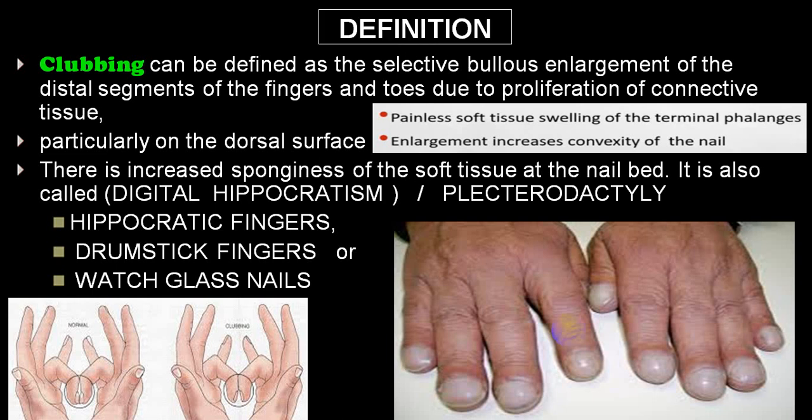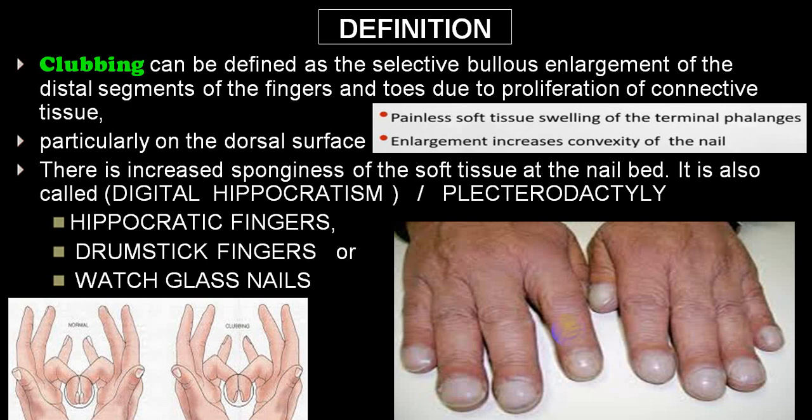So the basic definition of clubbing: it is defined as a selective bulbous enlargement of the distal segment of the fingers and toes due to proliferation of connective tissue. There is also another way of description. It is mainly on the dorsal surface. It is a painless soft tissue swelling in the terminal phalanx, and because of that there is an enlargement and an increase in the convexity of the nail. This is another way of defining it.